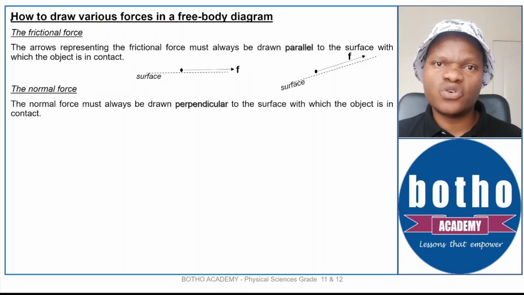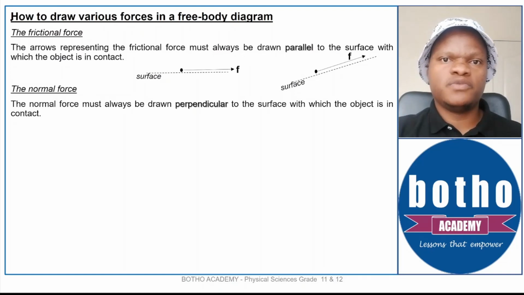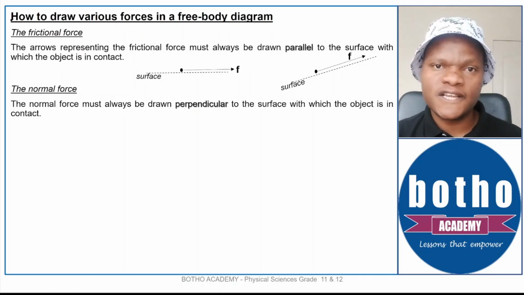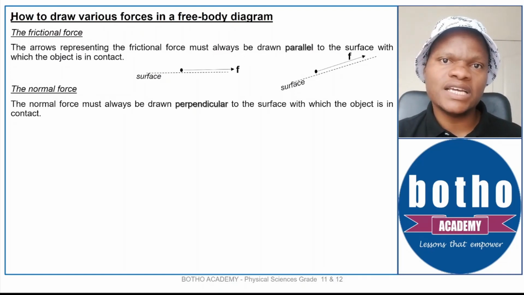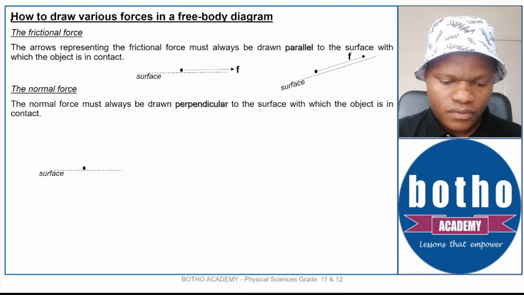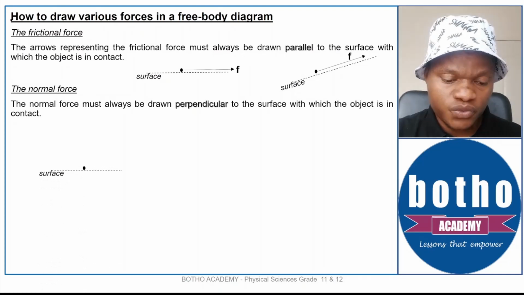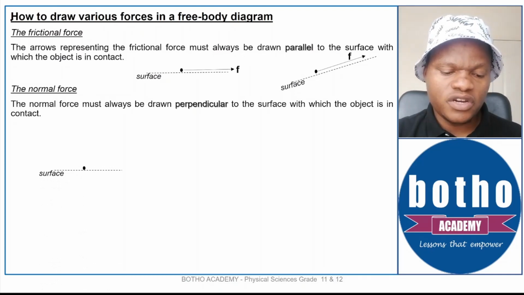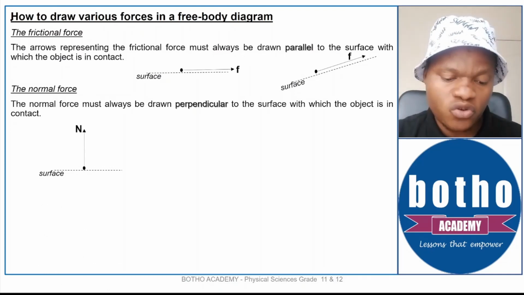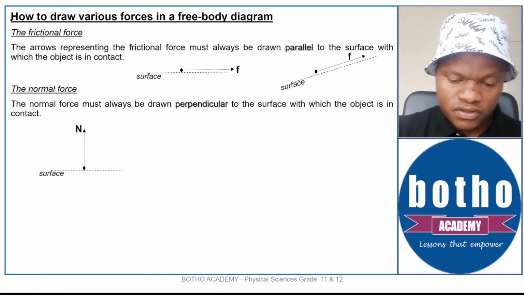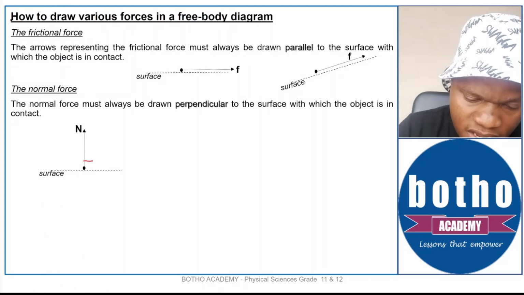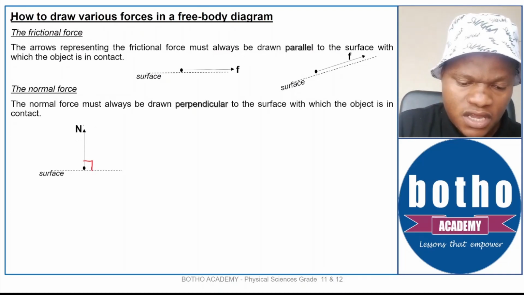If the surface is horizontal, then the normal force must be drawn vertical. But then this becomes a challenge when the surface is an inclined surface or a slope. Now this one is quite easy, I would assume, for most of you, because we know if the object is sitting on a horizontal surface, we expect the normal force to be perpendicular to the surface. In other words, there has to be an angle of 90 degrees between the surface and the force.